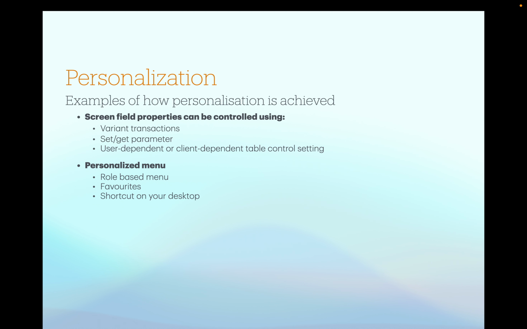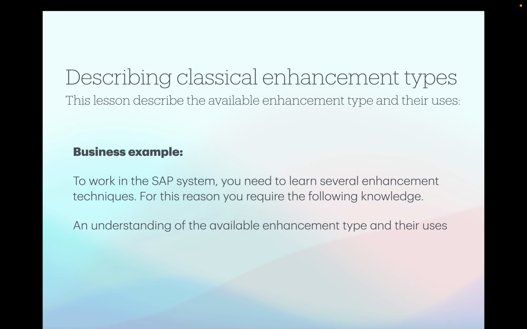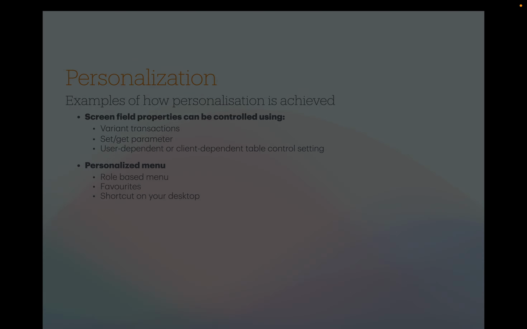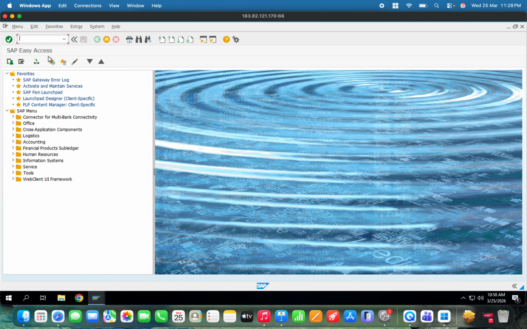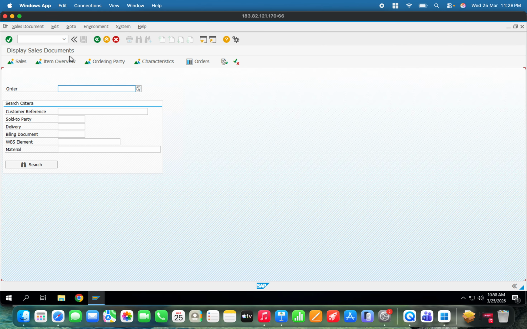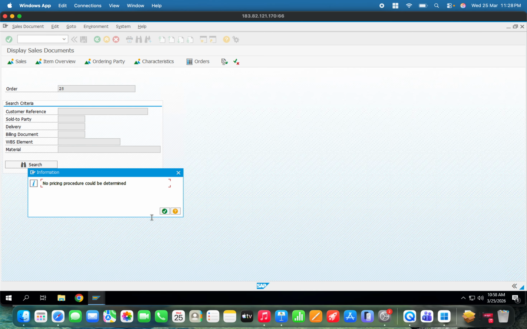So we should log in to the system first and check the options available for the personalization. We should go to VA03, the sales order display menu that we have. We can select one of the sales orders in that one.